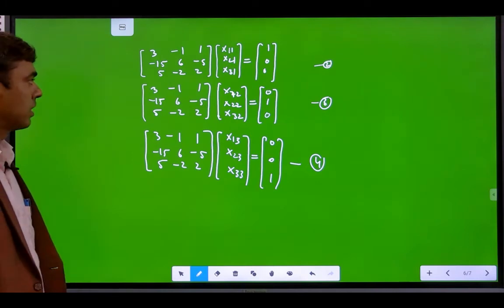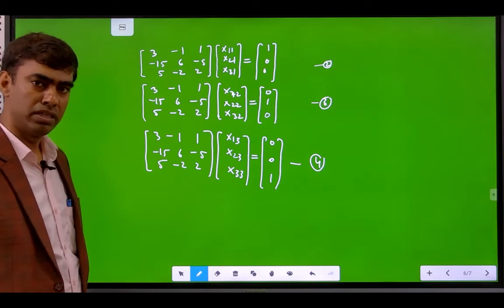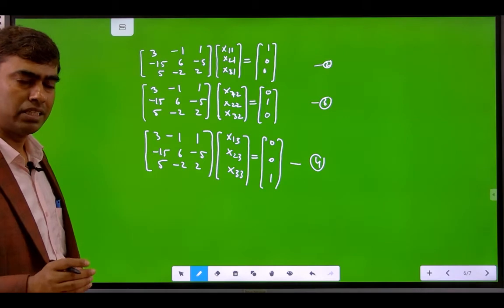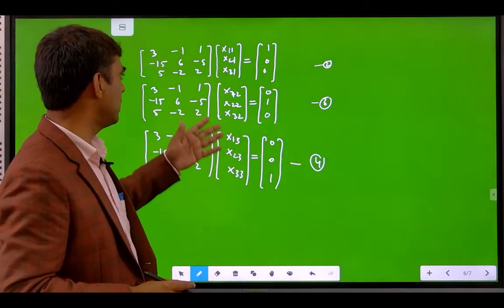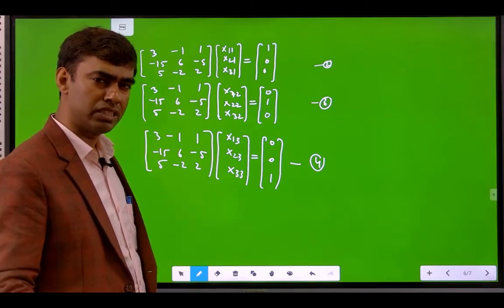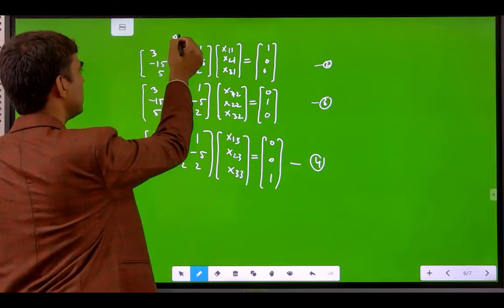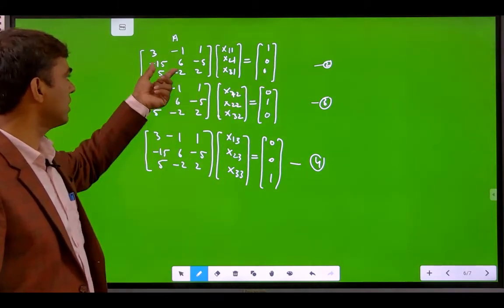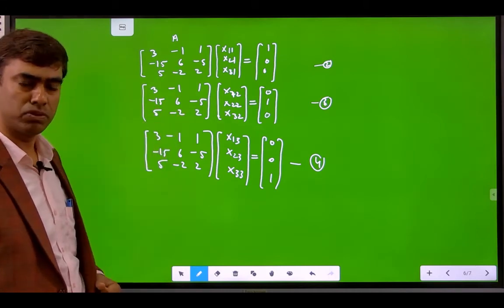Now we solve these systems of linear equations, second, third and fourth. We may solve these systems separately, but this will consume more time. So in order to save time, we solve all the systems of linear equations simultaneously. Why? Because the coefficient matrix A is the same in all the systems: in the second system A is the same, in the third also, and in the fourth also.